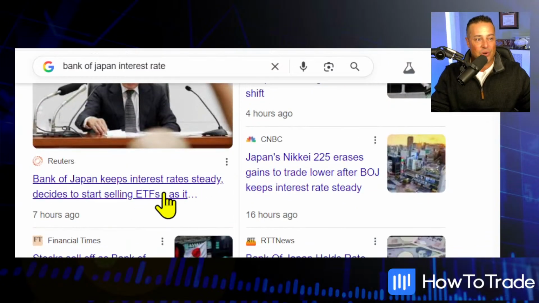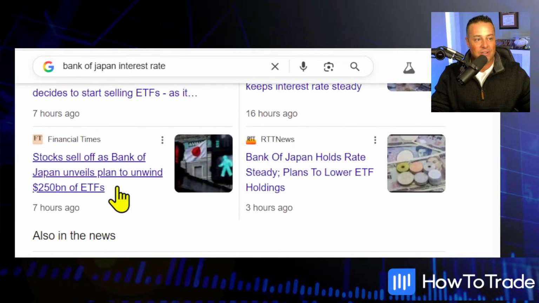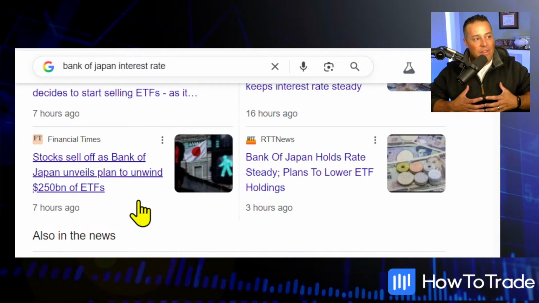I know we're just getting out there talking about policy moves, but how would you weaken it? Bank of Japan keeps interest rates steady, decides to start selling ETFs. Unveils plan to unwind $250 billion worth of ETFs. What does that mean? It's on their balance sheet. It means the Bank of Japan is going to start reducing their holdings, their assets. Instead of holding all those yen, they decided to hold a bunch of ETFs. So when they start unwinding those assets, selling them back to the market, what are they essentially doing?